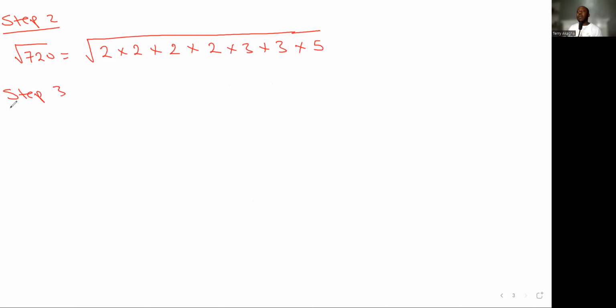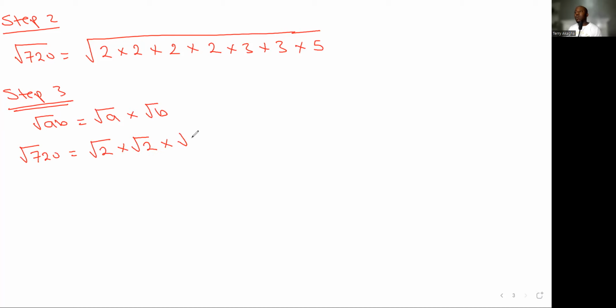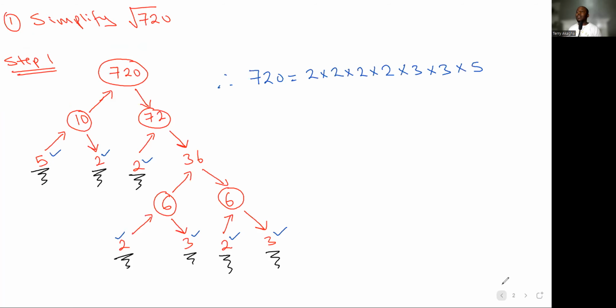So step 3, we're applying the product law of surds, which says square root of AB is equal to square root of A times square root of B. So that means square root of 720 is going to be equal to square root of 2 times square root of 2 times square root of 2 times square root of 2 times square root of 3 times square root of 3 times square root of 5. Is that making sense? So we've done that. So you're going to break it down into products of that. Then when you're done with that, that is step 3.